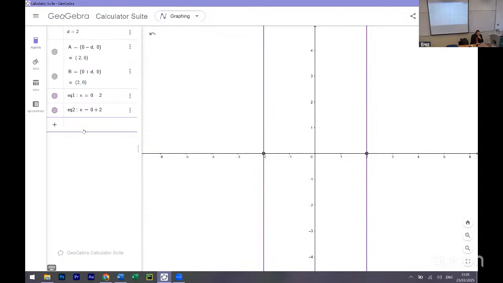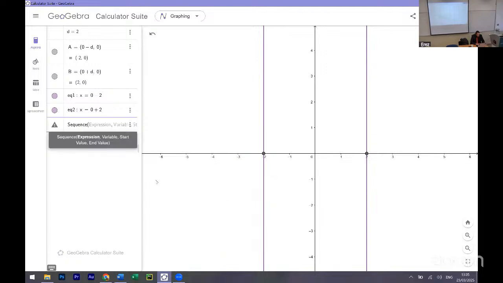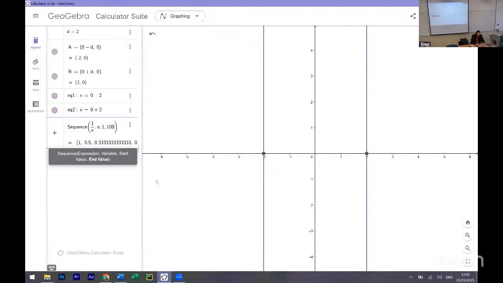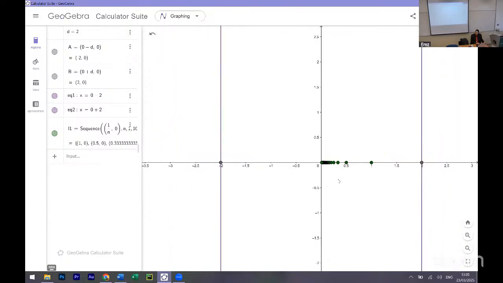And it's just a sequence. Just a second, expression variable. Okay, so sequence 1 over n, where n goes from 1 to 100. Okay, so I draw the first 100 elements of the sequence.